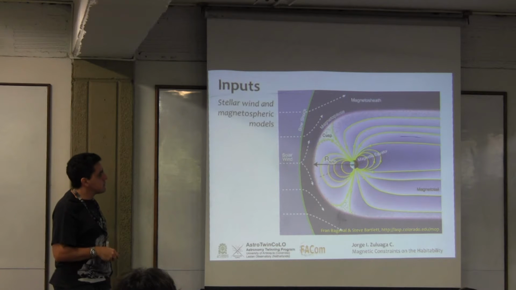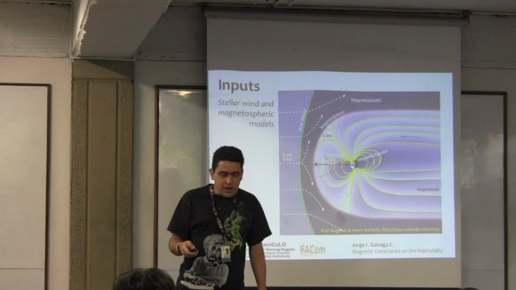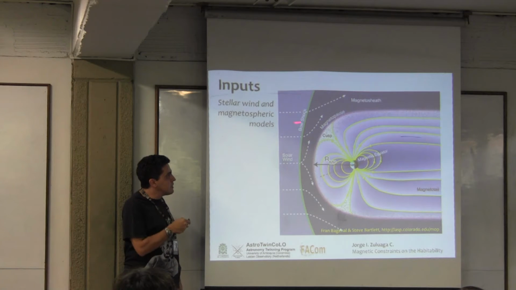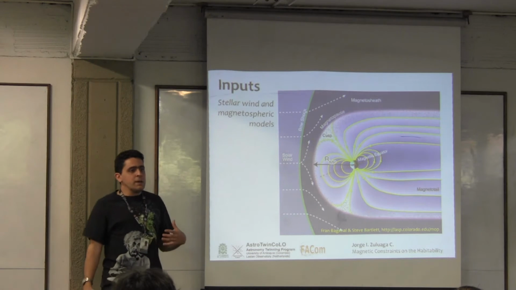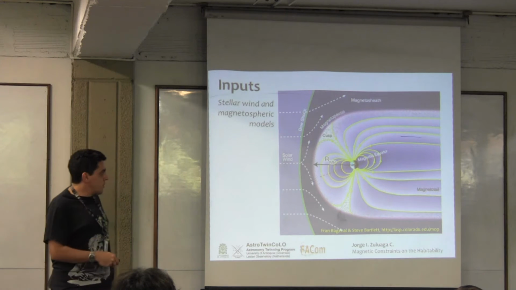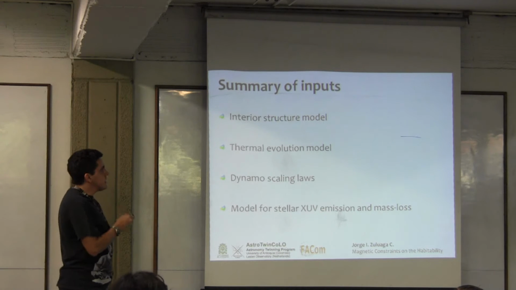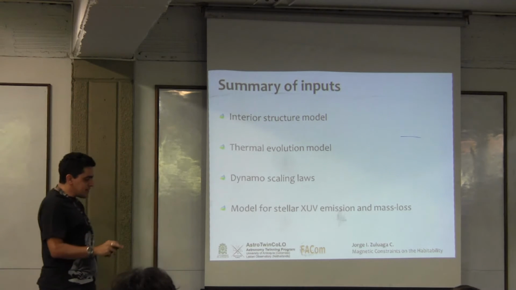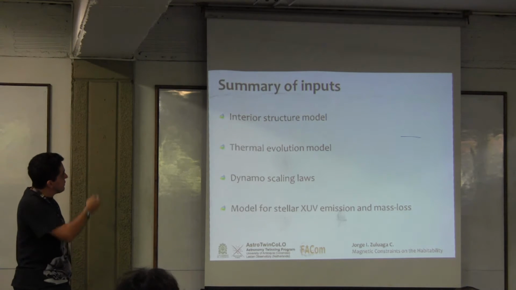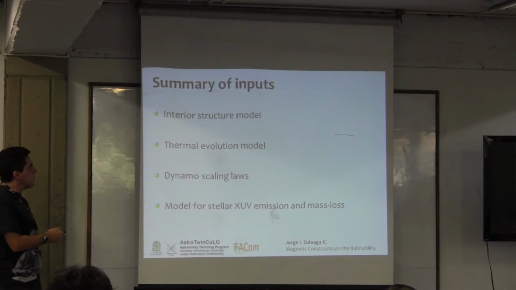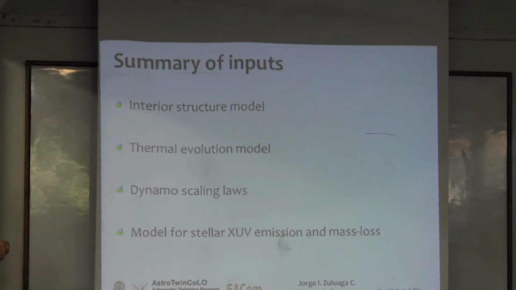We can predict the properties of this magnetosphere if we know how the star is behaving, how large is the mass loss from the star, and how intense is the X-ray and ultraviolet flux from it. So using these inputs, we can model how a planet could be protected by its magnetic field. So in summary, in order to do this kind of work, we need an interior structure model, very robust. We have very good models in the literature. A thermal evolution model, okay, this is a newer development here. Dynamo scaling laws that work over a wide range of planetary properties, and models for stellar XUV emission and mass loss, which are also more or less well known.